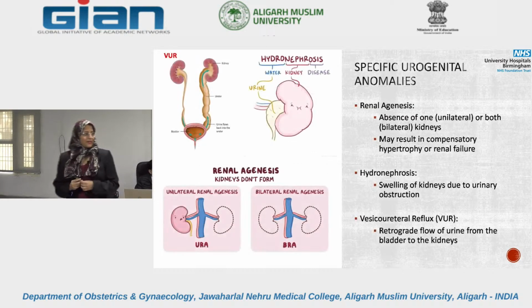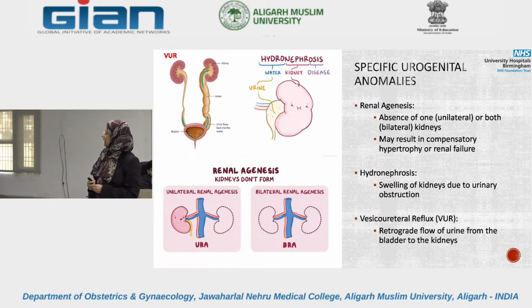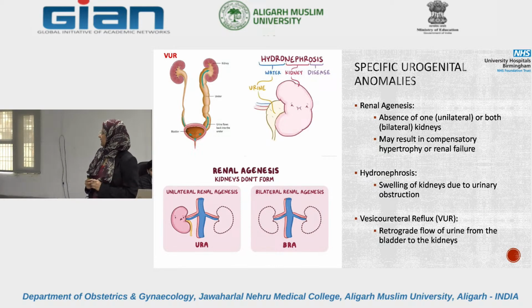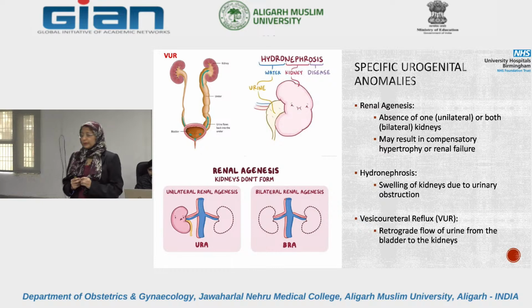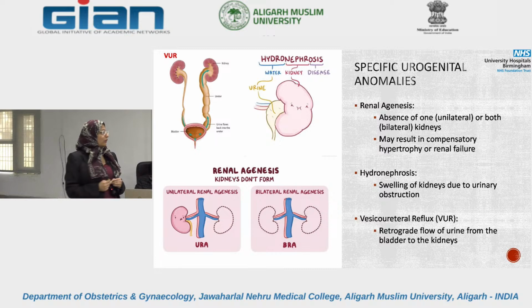So we are talking about renal agenesis, where in the first place the kidney doesn't develop. So absence of one or both kidneys may result in compensatory hypertrophy or renal failure. But not in every case. Sometimes one kidney is good enough. Hydronephrosis: swelling of kidneys due to urinary obstruction.